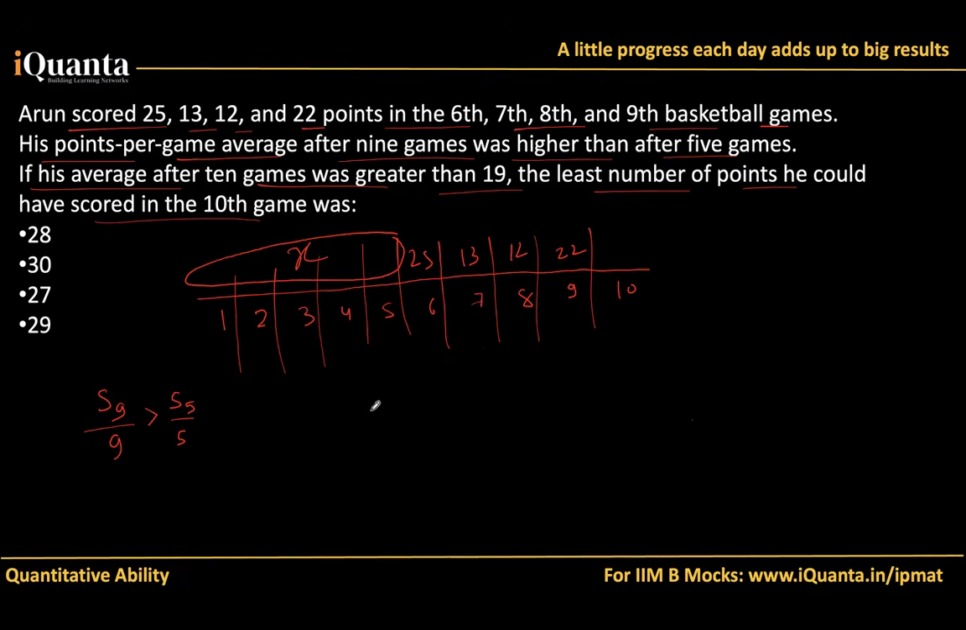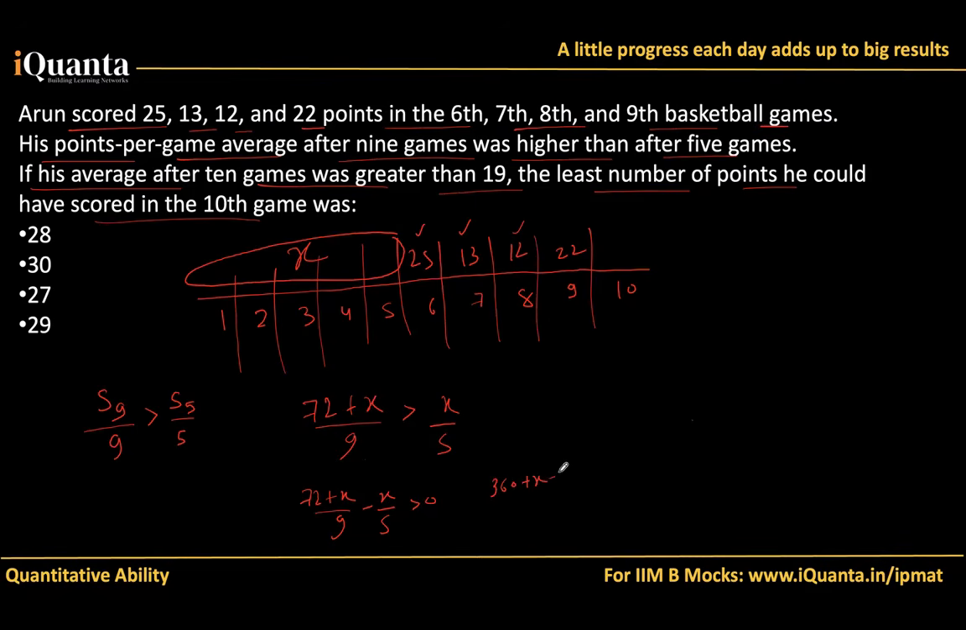Okay. So can I talk about his total sum of points in 9 games? Sum till 9 games. Yes. 25 plus 13 is 38, plus 12 is 50, plus 22, that is 72. So 72 plus X divided by 9. This is the points per game till 9 games. Okay. It is greater than S5, so that is X upon 5. Right. Can we solve this inequality? 72 plus x by 9 minus x by 5 is greater than 0, right? Can we solve this further?